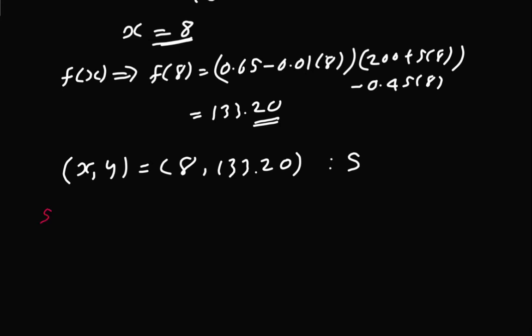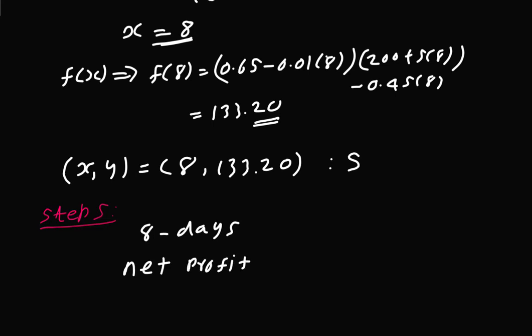Now go to step 5. What is step 5? Step 5 is to answer the question. So we can say the answer obtained by our mathematical model is to sell the pig after 8 days, thus obtaining a net profit of $133.20. So this is the 5-step method.